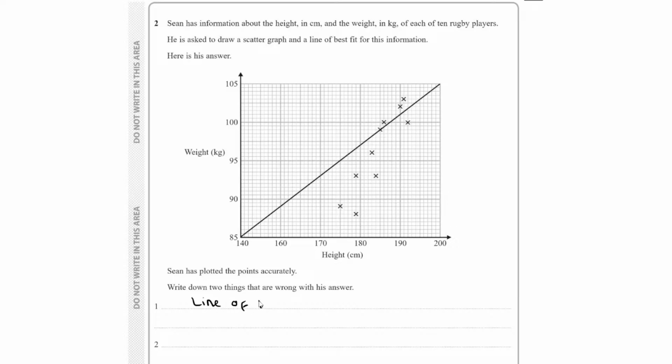Line of best fit is incorrect. That's 1 point. The other thing, I think, is to do with one of the scales. I haven't looked at this yet. Normally I go through them beforehand, but obviously we just changed it last minute, so we're just going to figure it out together.